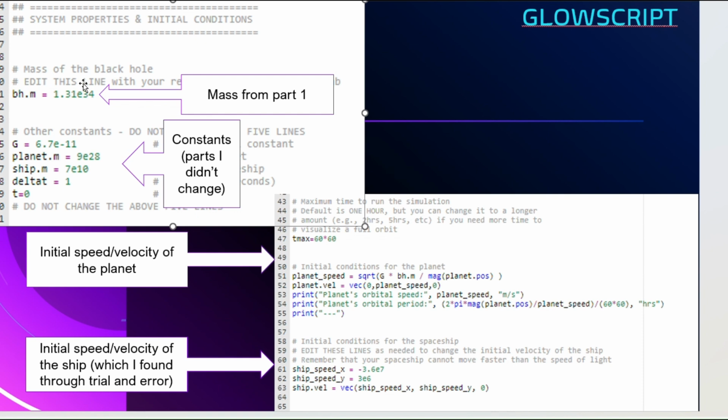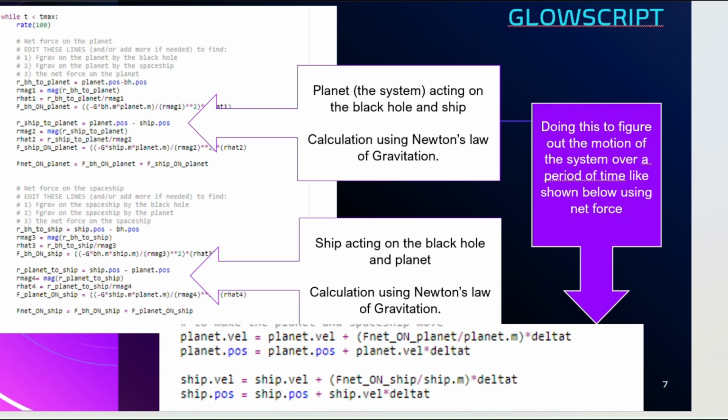Okay, so this is part 2 of the lab, and I used the mass from part 1 in this whole code, which was 1.31 times 10 to the 34th, and these were constants which I did not change. Over here are the equations to find the initial speed and velocity of the planet, and over here was the initial speed and velocity of the spaceship, which I had to find by trial and error to see what values made it so the ship doesn't crash into anything. This was also part of the code.